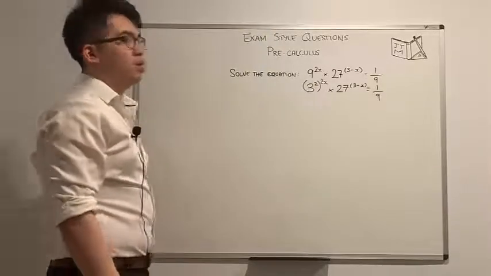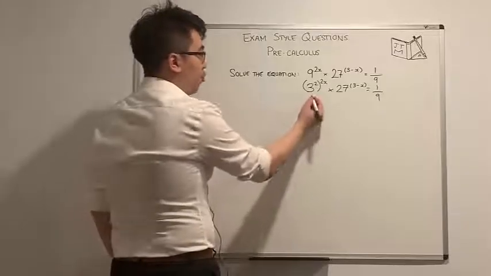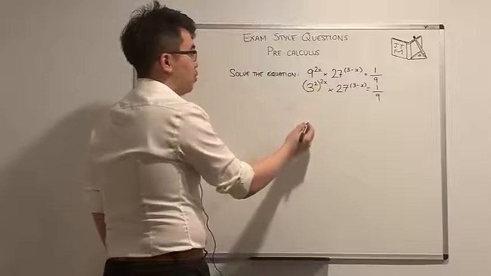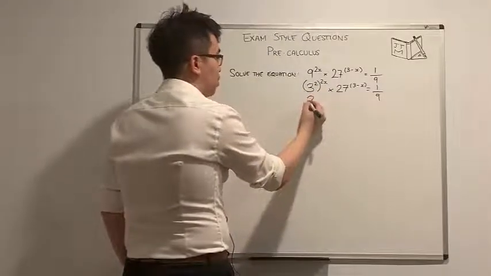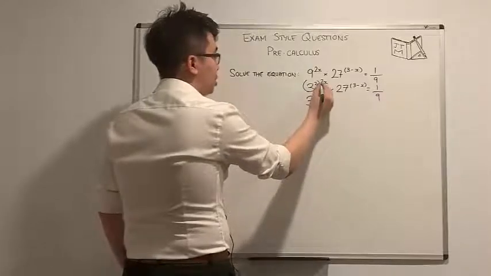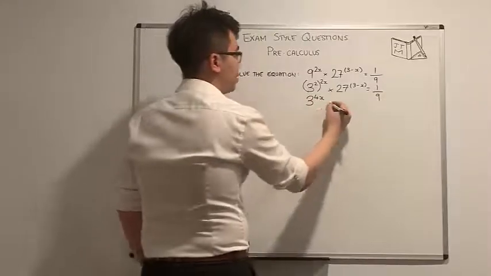The laws of exponents tell us that if we have a situation where an exponent is being multiplied to an exponent, we can go ahead and multiply the two exponents together. Meaning that this would become 2 times 2x is 4x, so then we'd have 3 to the power of 4x.